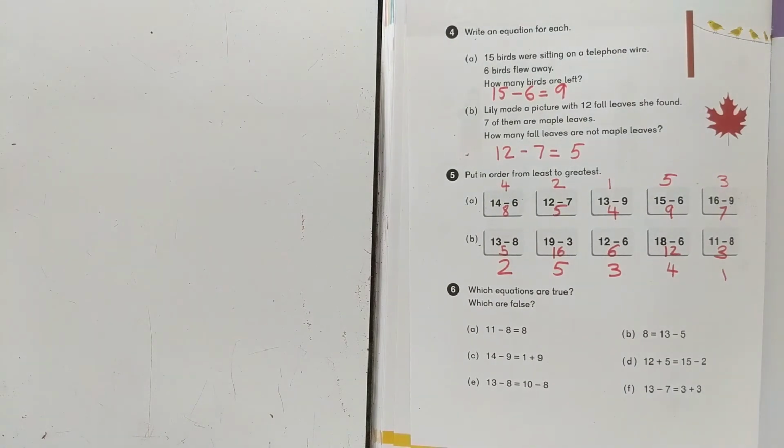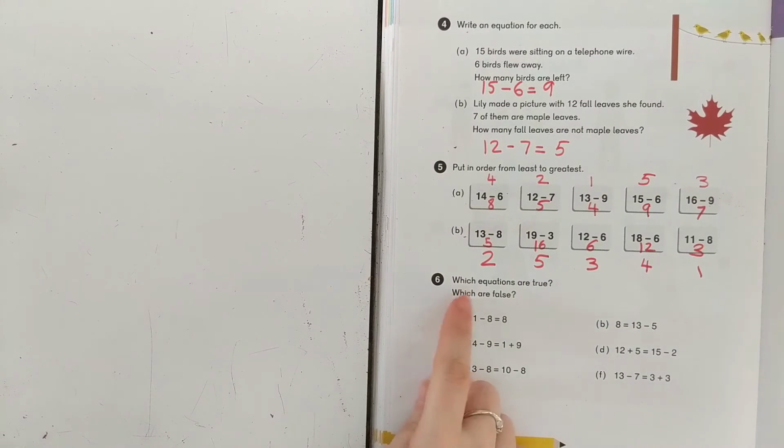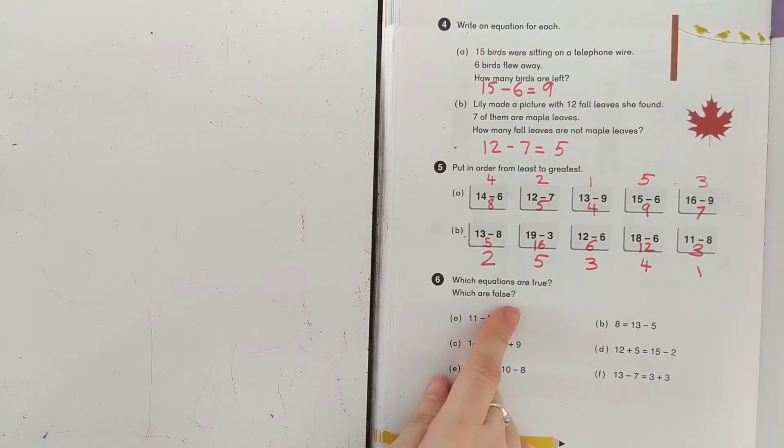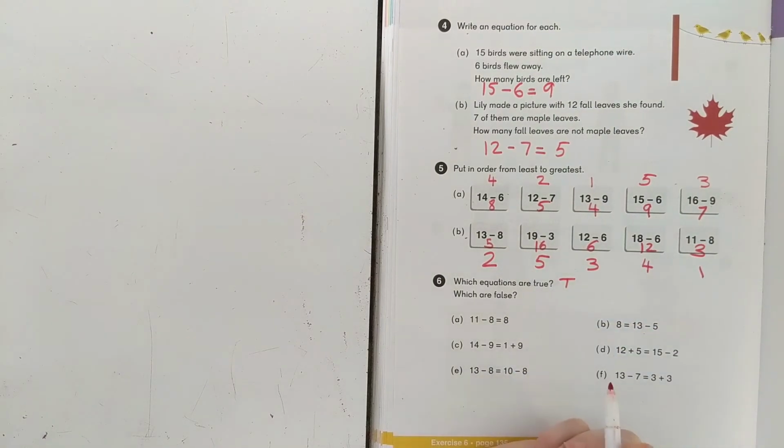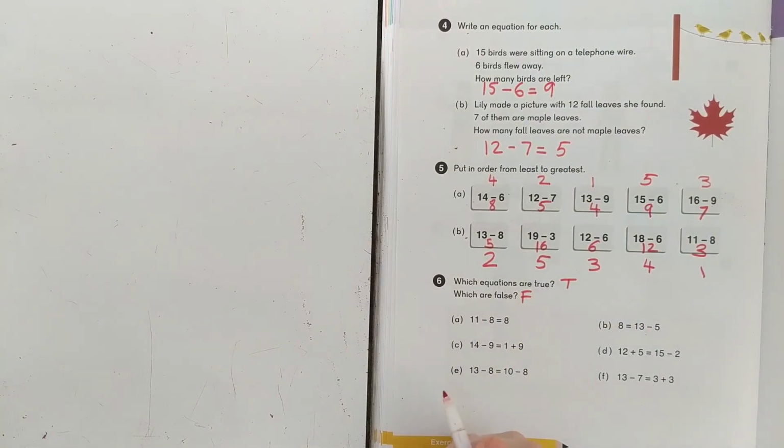And the last part here is number 6. It says which equations are true, which are false. So if they are true, we're going to write a T next to it. If it is false, we're going to put an F next to it. Okay? Let's look at letter A.